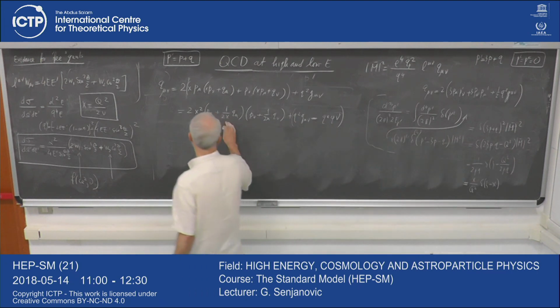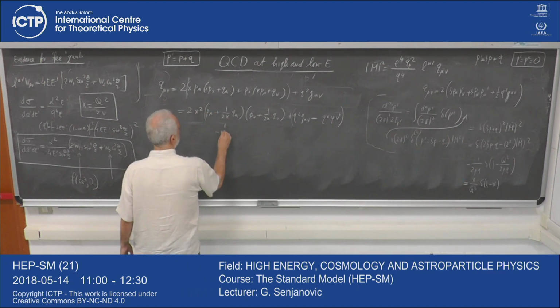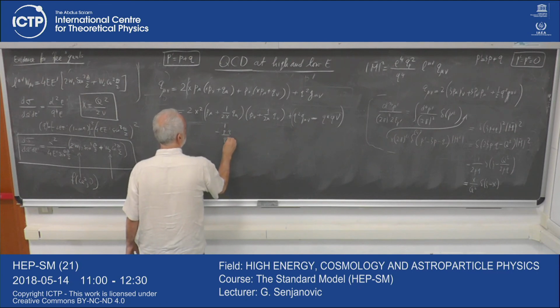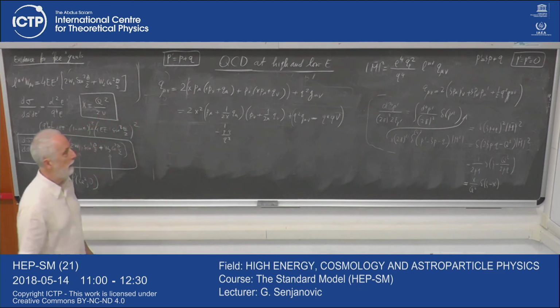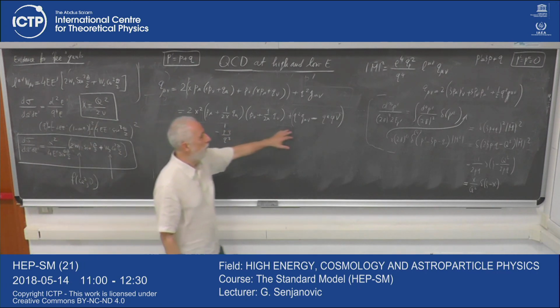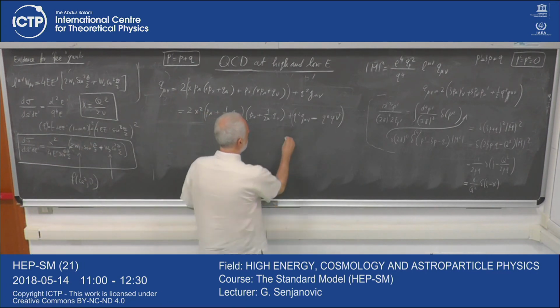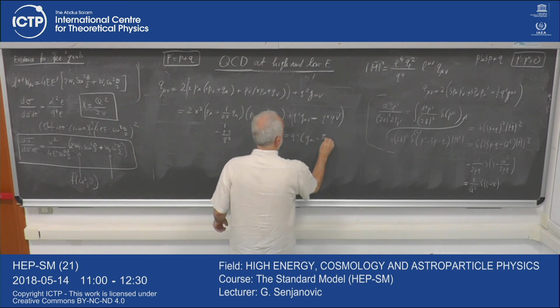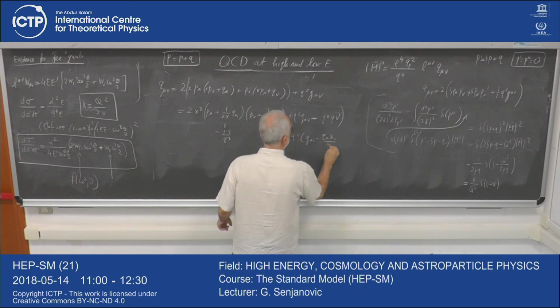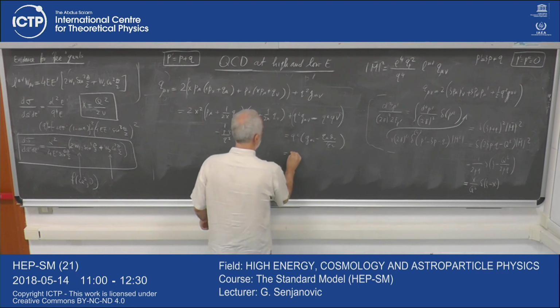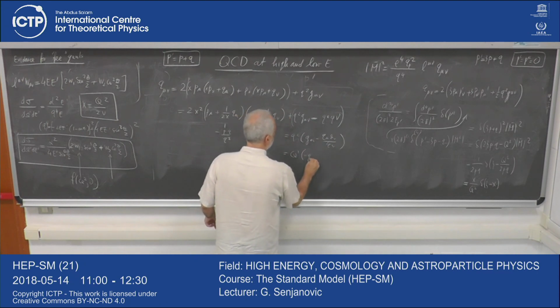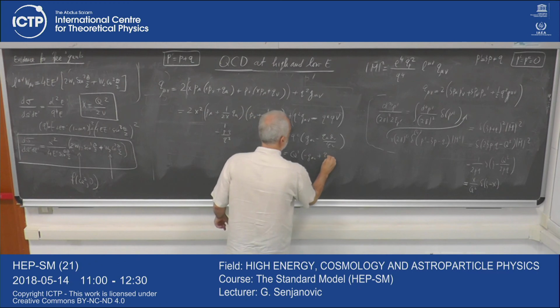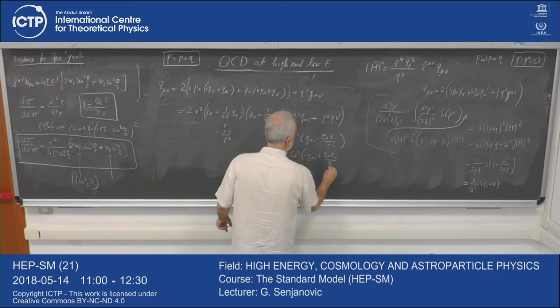Notice, what is 2x? That's minus p over q squared, if you look at the definition. So I'm recovering the form that we had, and by the way, this I will write as q squared g mu nu minus q mu q nu over q squared, which is q squared times minus g mu nu plus q mu q nu over q squared.